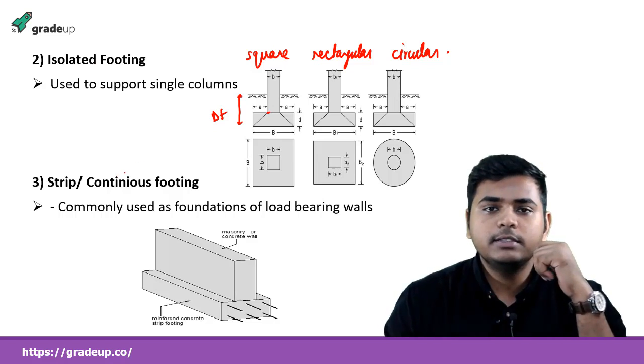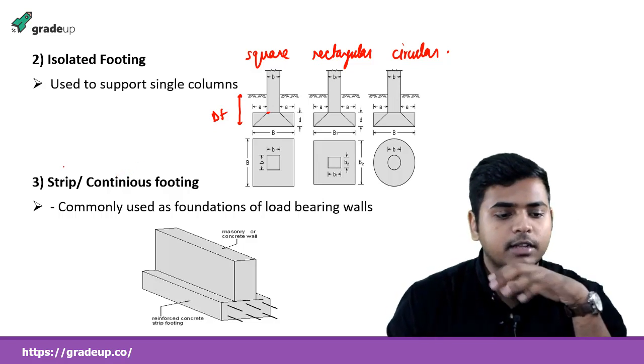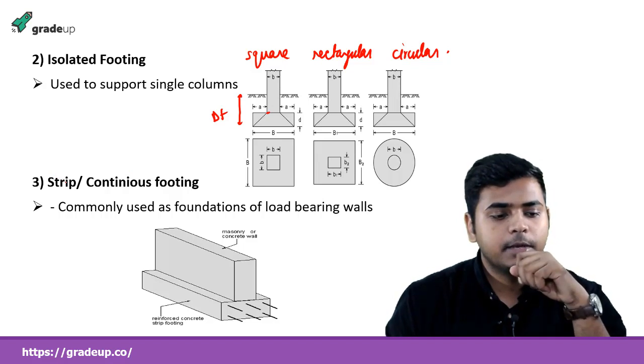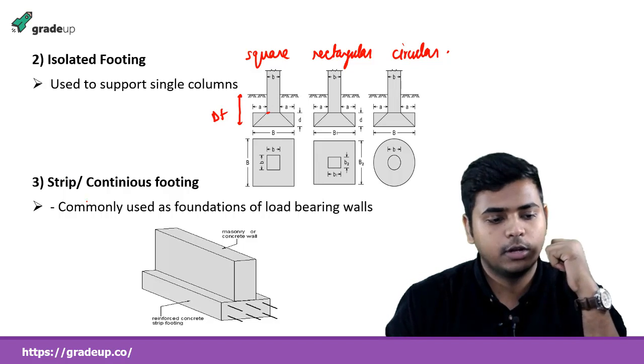The third type of footing is strip or continuous footing. Okay, and Terzaghi's theory, which you are going to study in the next part, that is basically based on strip or continuous footing only.